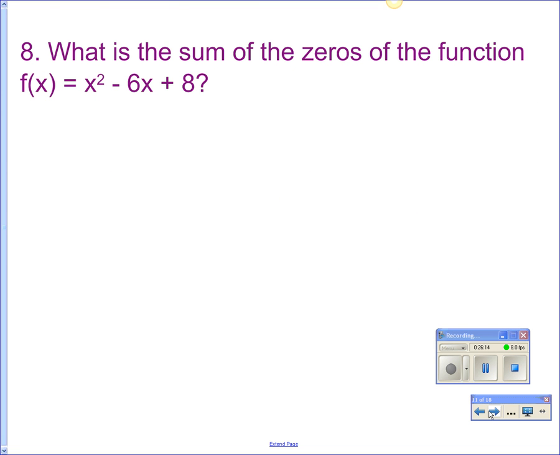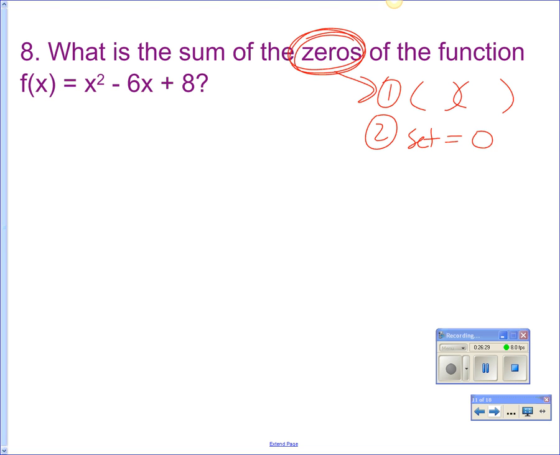All right. Number 8, what is the sum of the zeros of the function? Circle zeros. I've got to do 2 steps when I see that. I've got to do parentheses form, and then I have to set equal to 0. When you see those key words, parentheses form, and then set equal to 0.